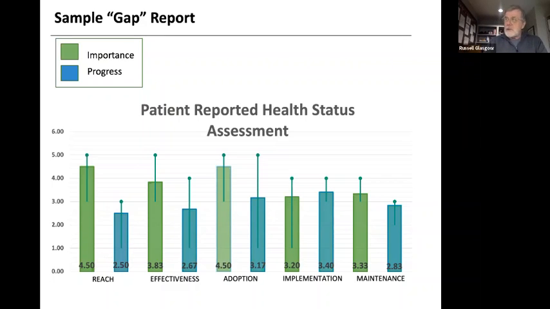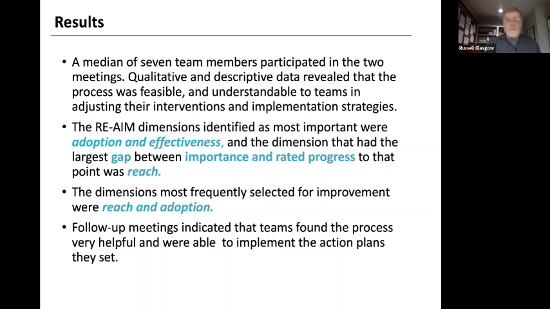So this again is just one example project, but this is what we provide to start or frame the discussion. Next slide. Okay, so what did we find? Well, we had about seven team members across the five different projects participate in these meetings. The team members did find in general that this process was feasible. Team members understood it, including those that didn't know about RE-AIM or weren't involved at the beginning.